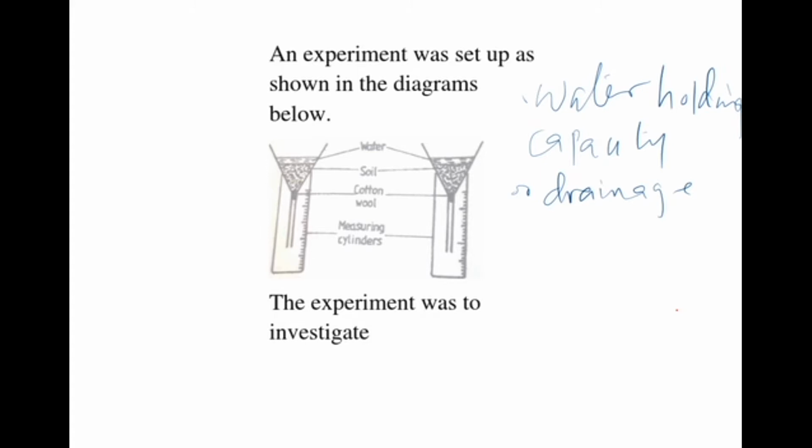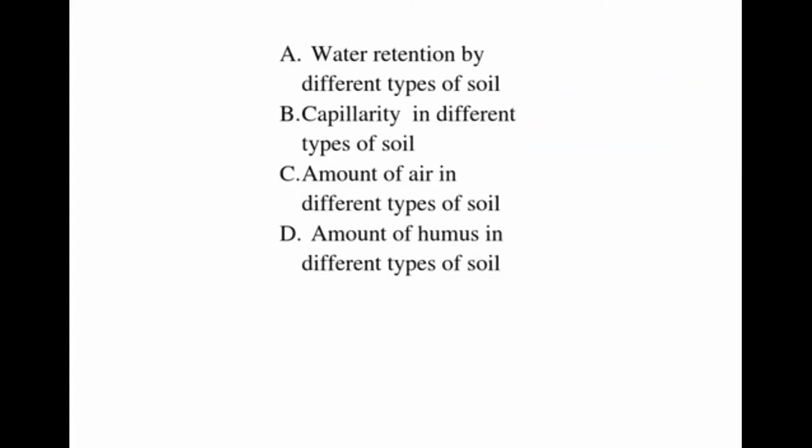Therefore, looking at the experiment, it was either to investigate the two properties of soil. Looking at the statements, we have water retention by different types of soil. Capillarity, it cannot be used to determine capillarity, so capillarity is wrong. Amount of air, wrong, and humus. So the correct answer is water retention by different types of soils.